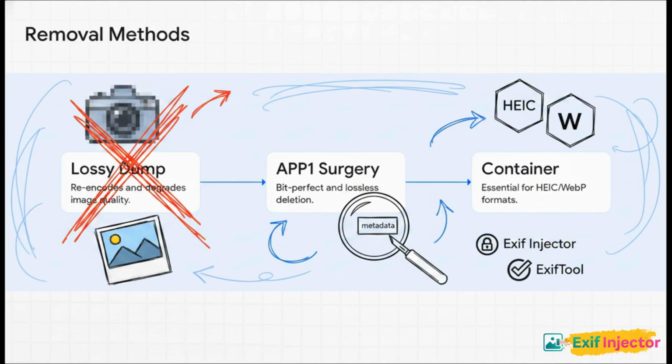Number one is re-encode and dump. Cheap consumer apps use this. It's lossy, which means it recompresses your image and degrades the quality. You definitely want to avoid that. Instead, you want a tool like Exif Injector or ExifTool that uses the second architecture, APP1 segment surgery. This method is bit-perfect and completely lossless. It literally only deletes the metadata block while leaving the image pixels entirely untouched. And finally, there's container rewriting, which is absolutely essential for modern formats like HEIC and WebP.